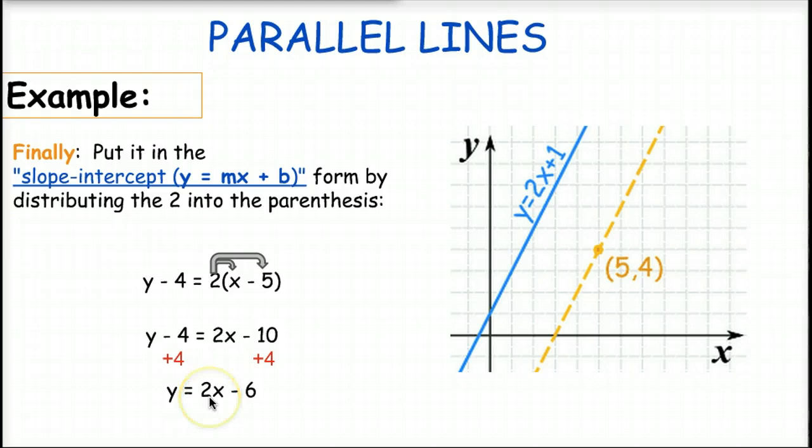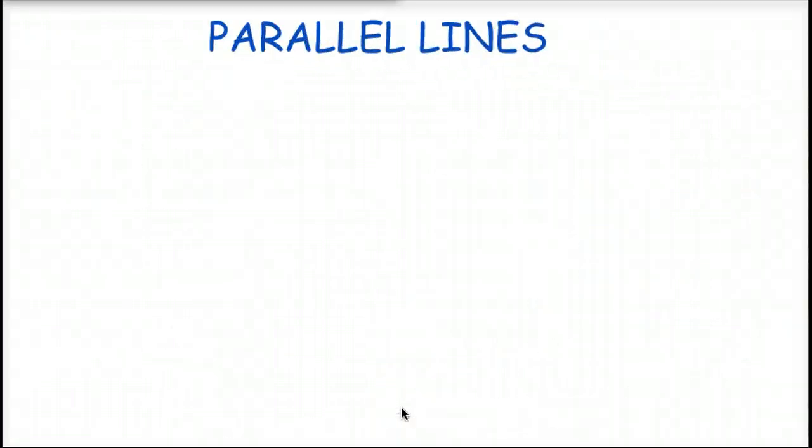Notice that our slopes are the same, and that's why we put a 2 in there, but our y-intercepts are very different. The y-intercept on the blue line is 1, and the y-intercept on the dotted orange line is negative 6, but they are parallel.